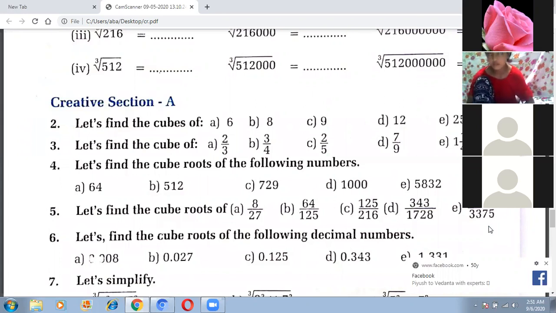what? Write down the cube root of 0.008. You write the symbol of cube root. First of all, write 0.008. Now, after writing the cube root, you can convert 0.008 into a fraction. What is the fraction of 0.008?